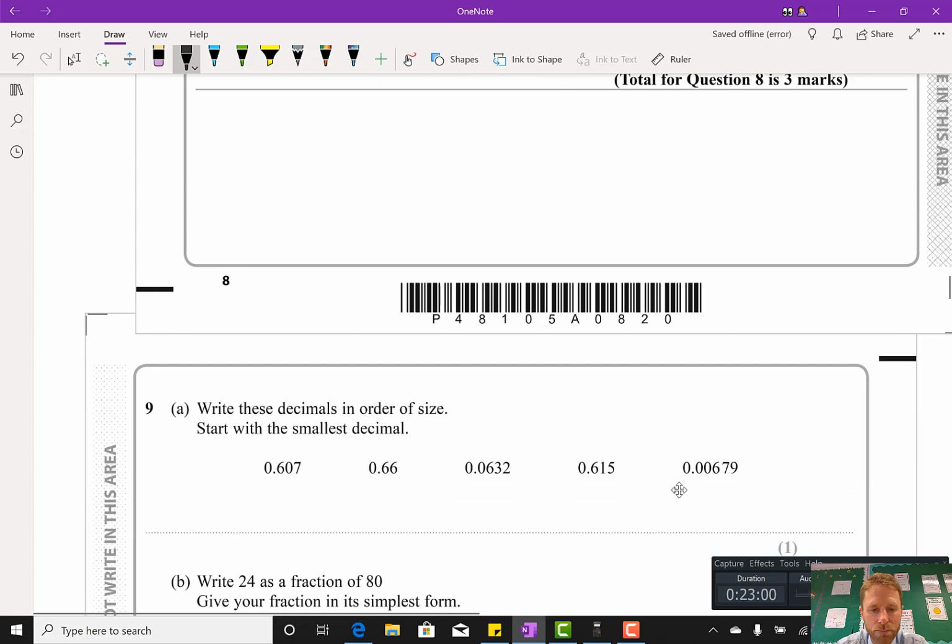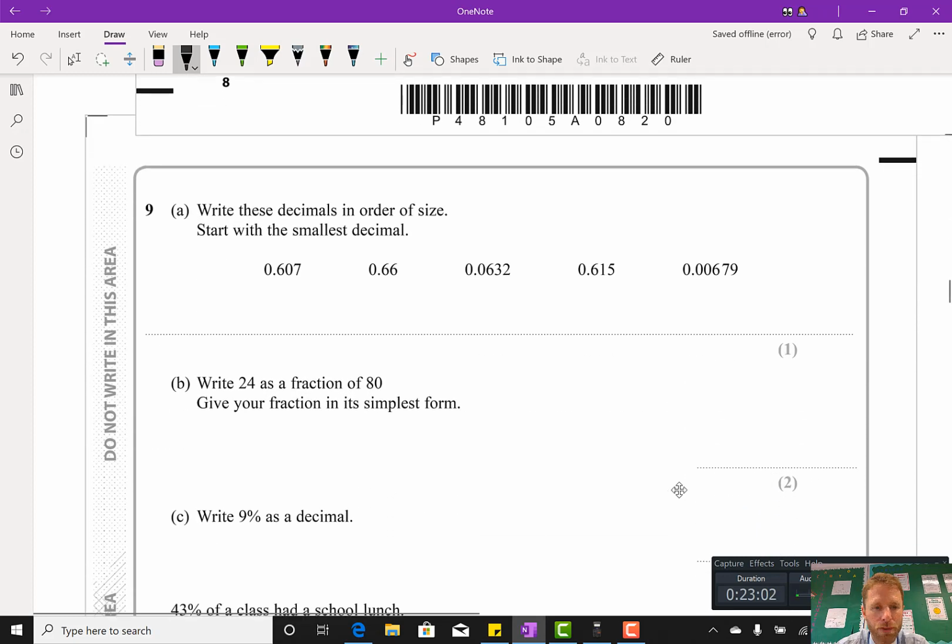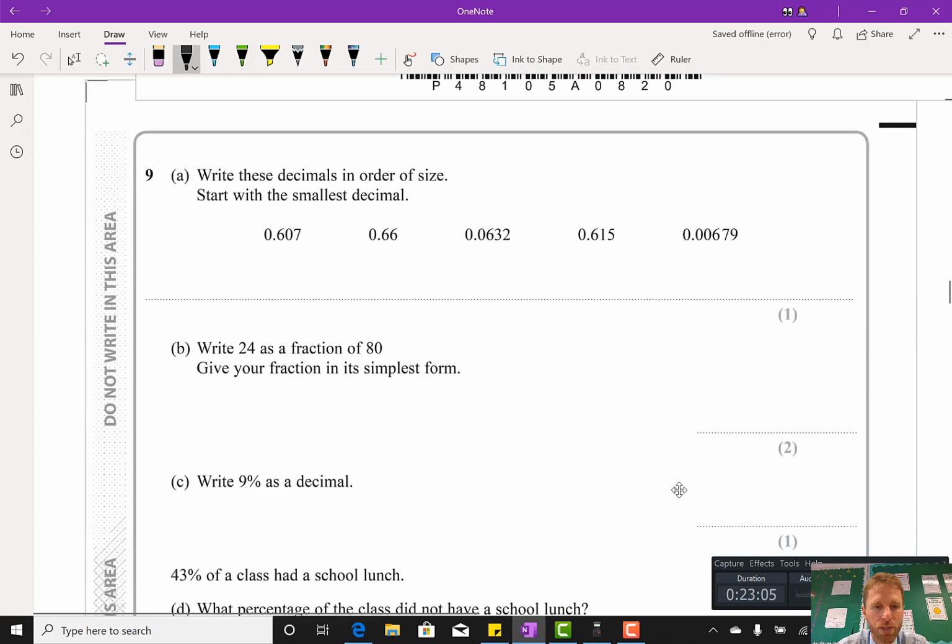Right, these decimals in order of size start with the smallest decimal. So what we need to look at is, this is 6/10, this is 6/10, 6/100, 6/10, and 6/1000. If I've split something into 1,000 pieces, they're going to be a lot smaller than everything else. So 0.00679 needs to come first.